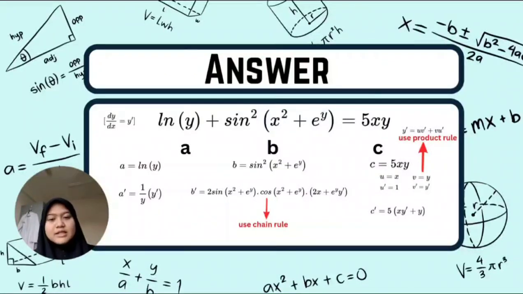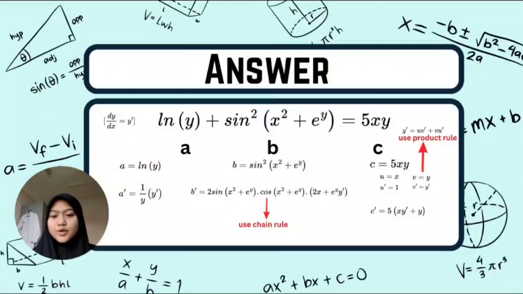Part A is equal to ln y, part B is equal to sine squared of (x squared plus e to the power of y), and part C is 5xy. Each part we will differentiate to its first derivative. Let's start with part A. Part A is equal to ln y. If we differentiate ln y, we will get 1 over y, and we have to multiply it with y prime, which is equal to dy over dx.